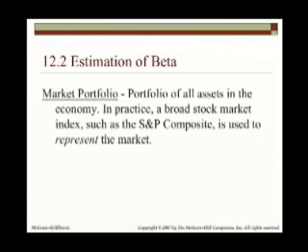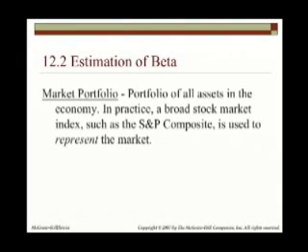Now, if we're going to estimate beta, one of the things we're going to need is a market portfolio, and I've discussed this earlier, but in theory, the market portfolio would be the portfolio of every asset in the economy, and we have no way to measure the returns on the market portfolio. So in practice, what we do is we use a proxy, and the proxy is usually a broad stock market index. Standard & Poor's 500 is probably the most widely used.